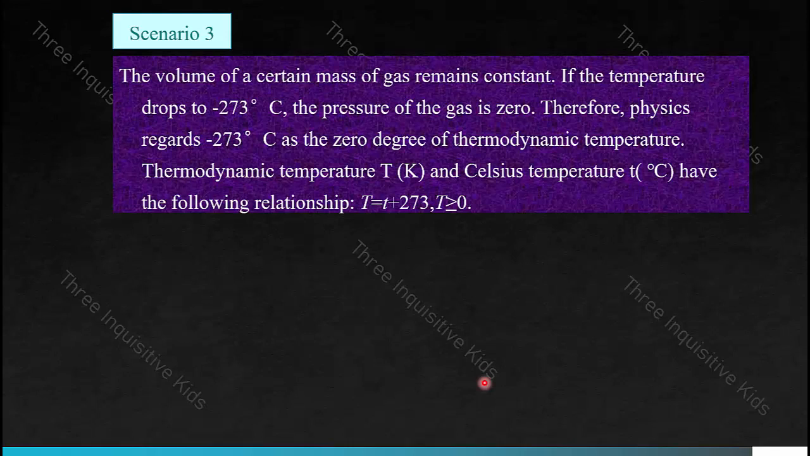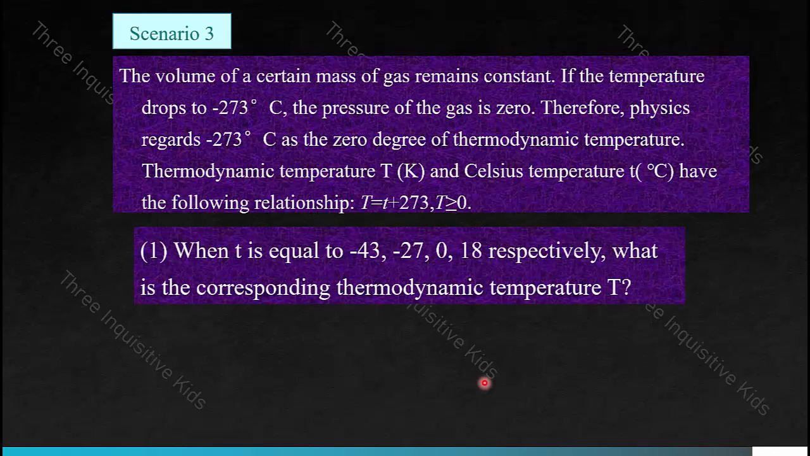Therefore, physics regards negative 273 degrees Celsius as the 0 degree of thermodynamic temperature. Thermodynamic temperature, represented by uppercase T, and Celsius temperature, in lowercase t, which means degrees Celsius, have the following relationship. Thermodynamic temperature is equal to the Celsius temperature plus 273, when the uppercase T is greater than or equal to 0.